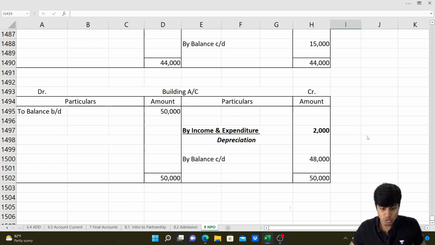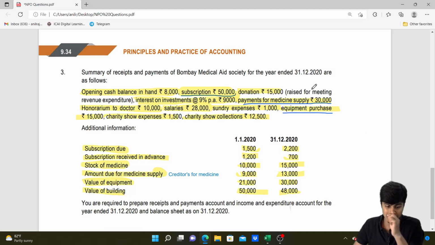Great, and I'll show the question also if you would want. This is the question. This is from the ICAI material itself, page number 9.34. You can get the question from there.